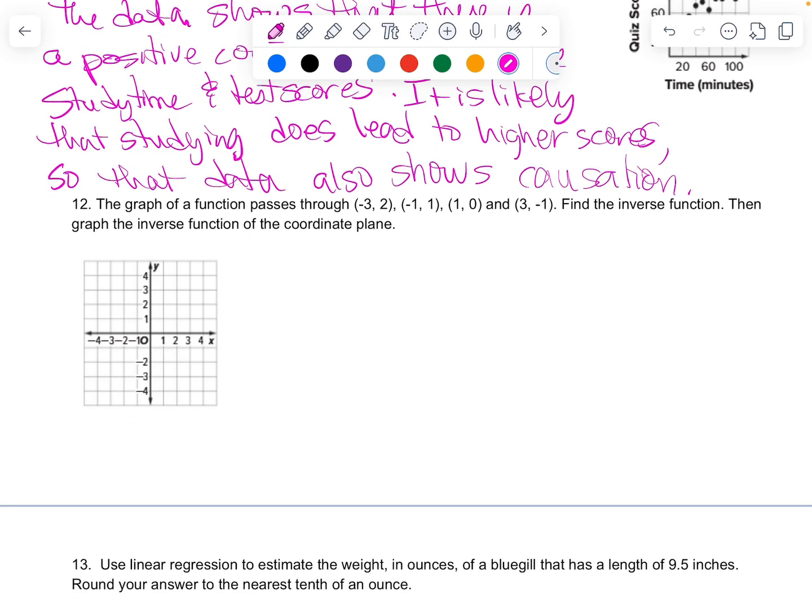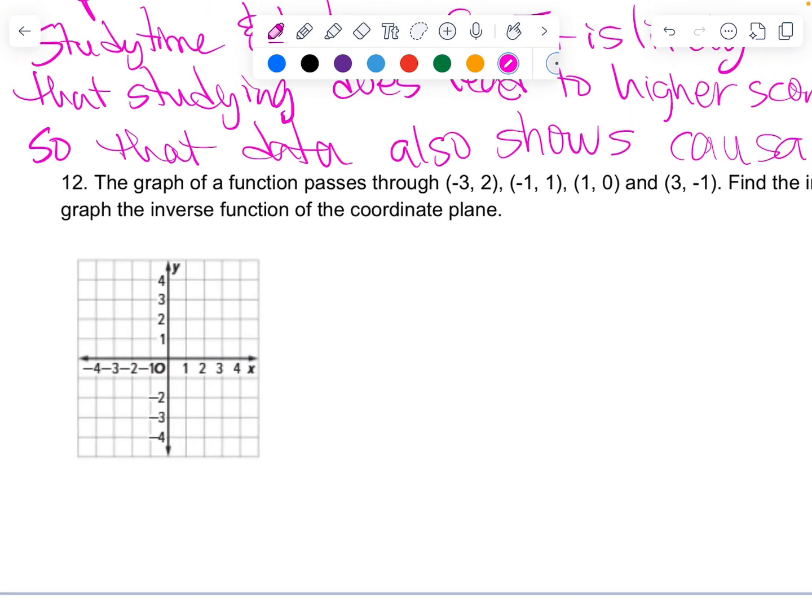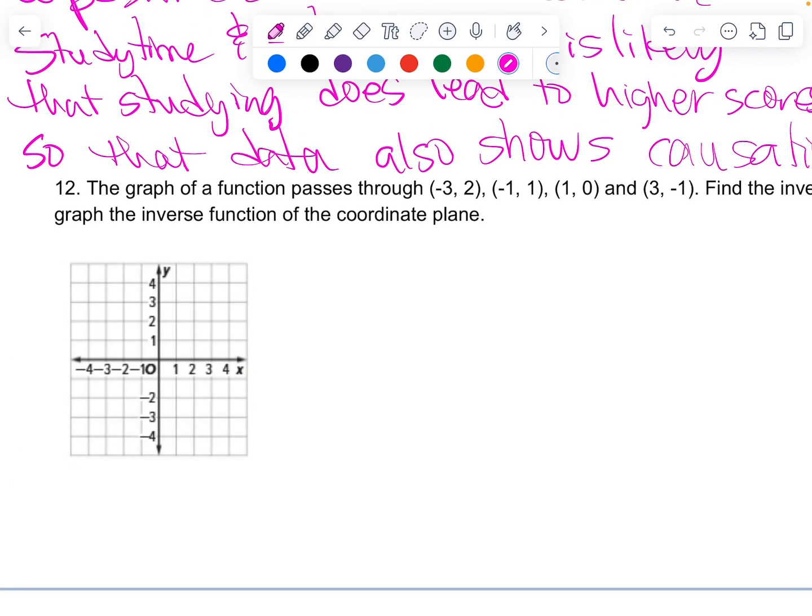Graph the function that passes through these points. Okay. Negative 3, 2. Negative 1, 1. 1, 0. 3, negative 1. Okay? Then, remember that the inverse means that we're switching them around.